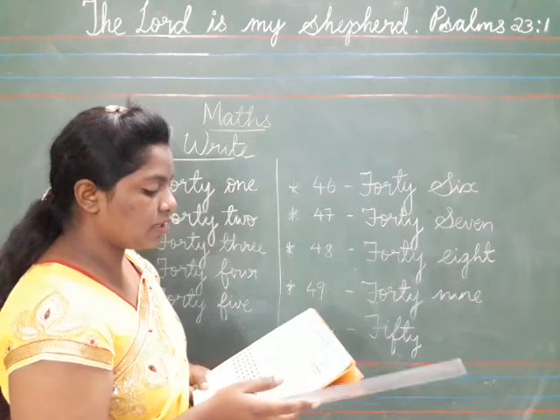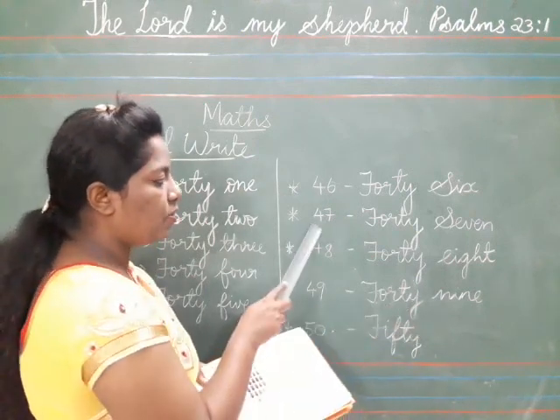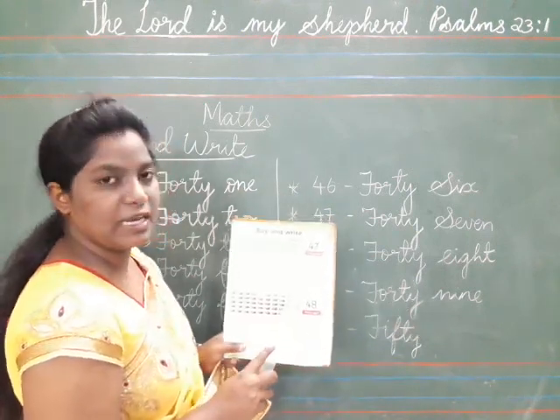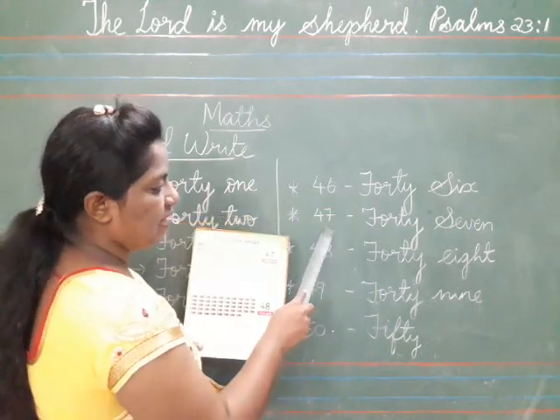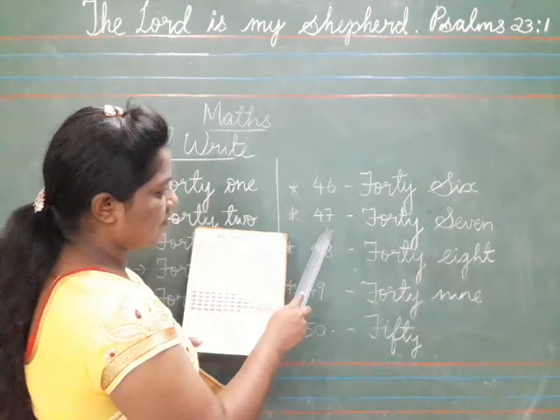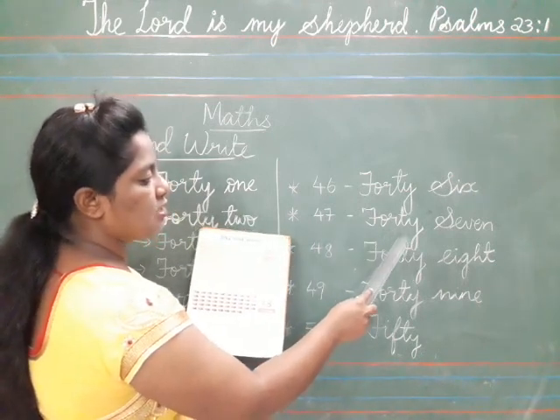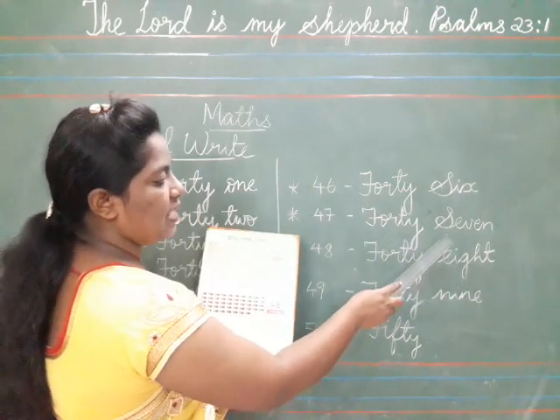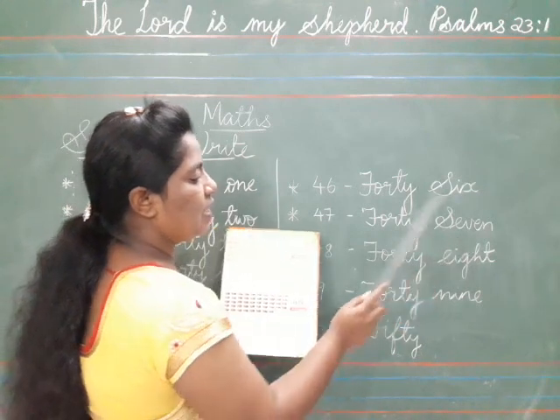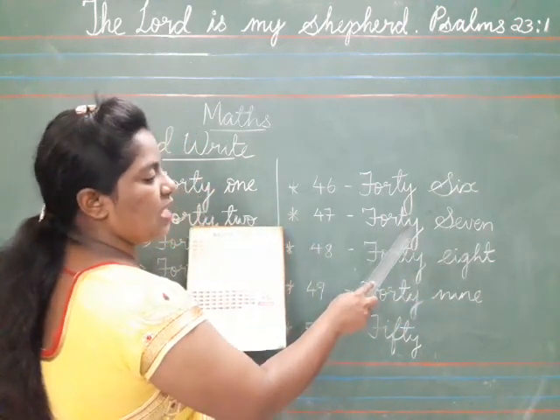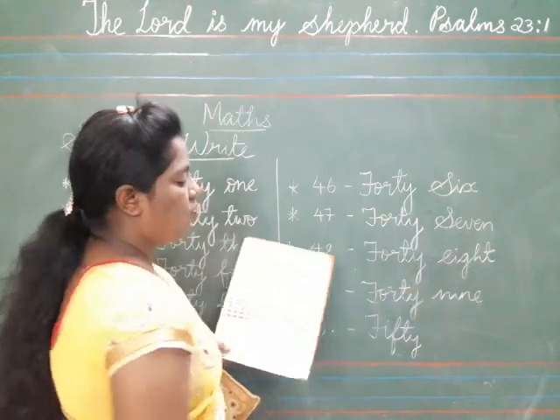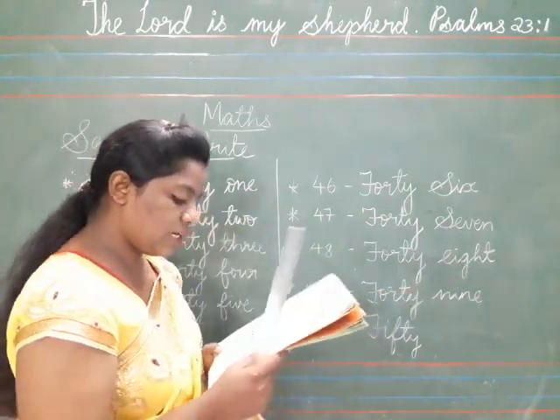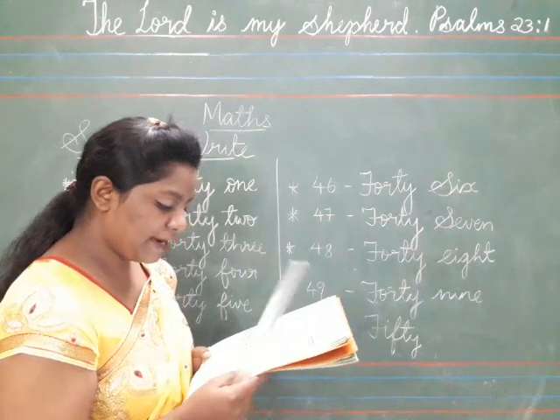How many boxes are there? See, next to the box, what is the number? 47. It means 47. F-O-R-T-Y 47. S-E-V-E-N. 47. Children, see, what is that?